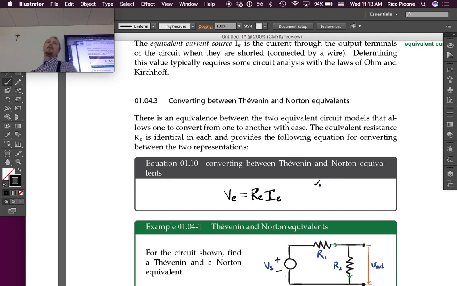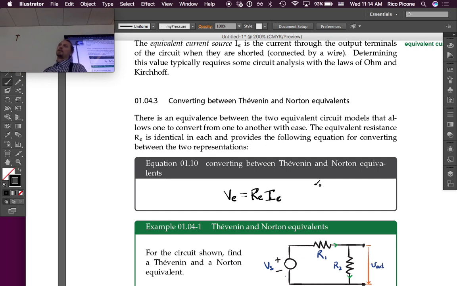So if you had the Norton equivalent source, IE, and you had the equivalent resistance, RE, you could find the Thevenin equivalent voltage source, VE. Or if you had the Thevenin equivalent, VE, and the equivalent resistance, RE, you could solve for IE, the Norton equivalent source. So if you've got one, you can convert to the other one by either multiplying or dividing by RE. So that's pretty convenient.